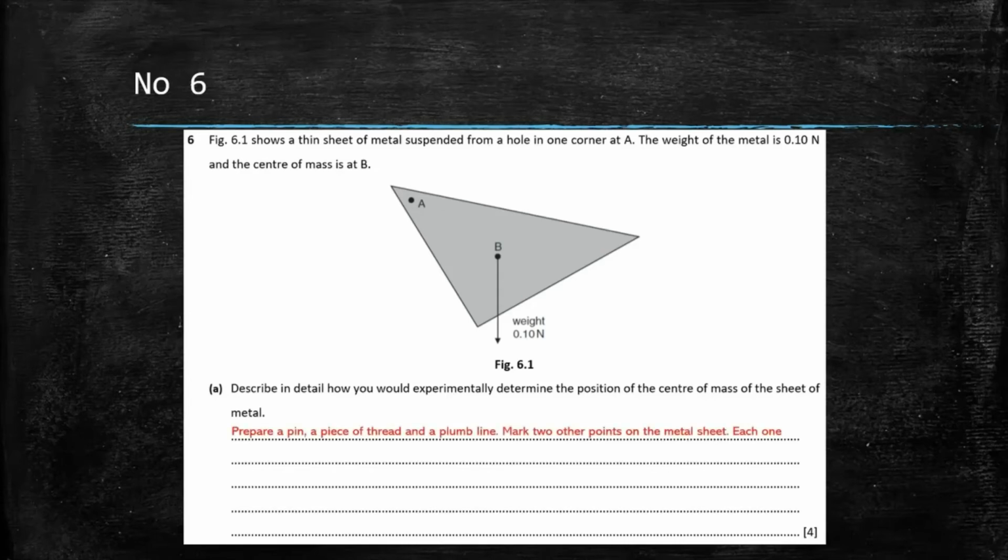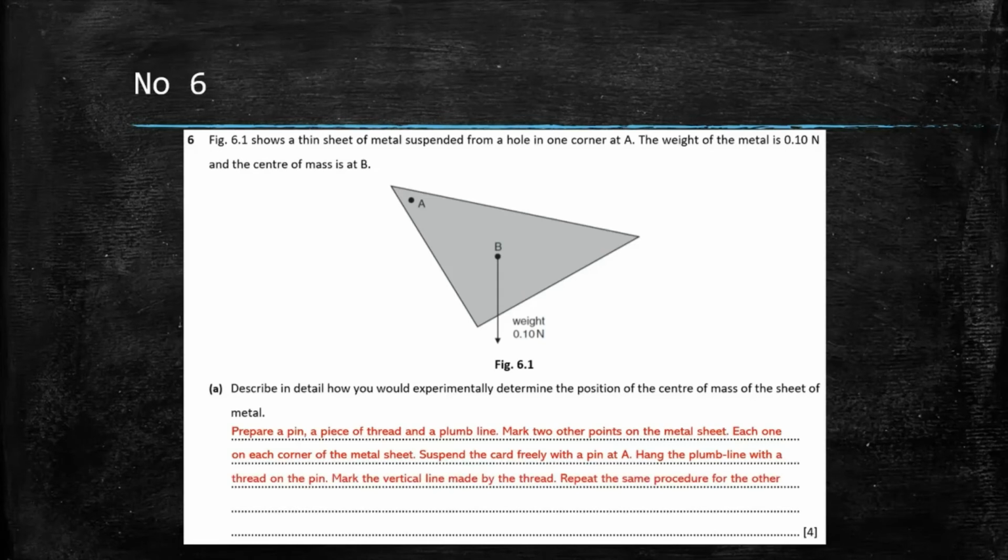Prepare a pin, a piece of thread, and a plumb line. You can replace the plumb line by a weight or a load, just a small one. Or you can also use a small stone. Mark 2 other points on the metal sheet, each one on each corner of the metal sheet. Suspend the card freely with a pin at A. Hang the plumb line with a thread on the pin. Mark the vertical line made by the thread.